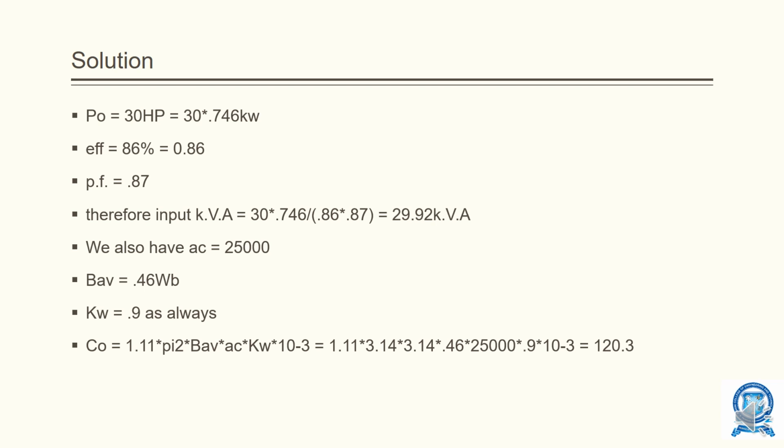The formula to calculate output coefficient is 1.11 pi square B average AC kW into 10 to the power minus 3. So substitute the values. While substituting, I'll be getting an expression 1.11 into pi value is 3.14 square times into 0.46 into 25,000 into 0.9 into 10 to the power minus 3. So the value which I am getting is 120.3. So the output coefficient is 120.3.